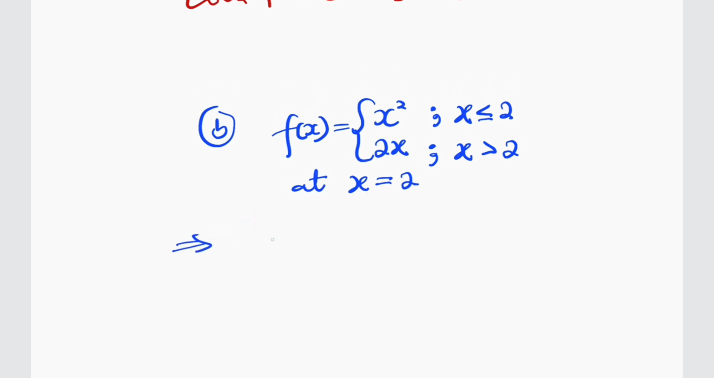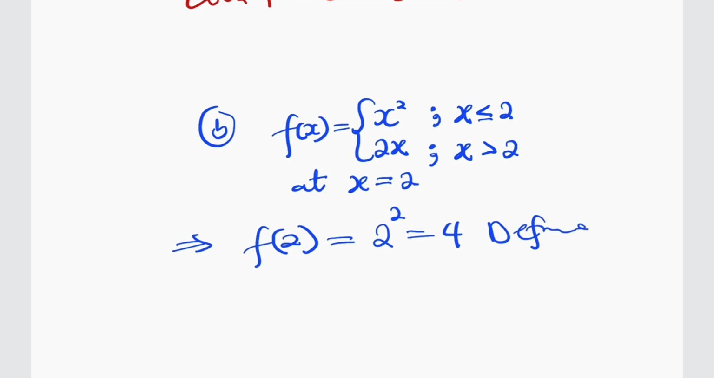So the first thing we are going to check here is f of 2. So we have x squared and we have 2x. Where should we plug in our value of 2? Remember, x can be equal to 2 here. This is why it is less than or equal to 2, but it is strictly bigger than 2 here. So you have to plug in 2 in that function where x can be equal to 2. So we have to use this one. So this is equal to what? 2 squared, which is equal to 4. And this is defined. Yes, because this is a number.